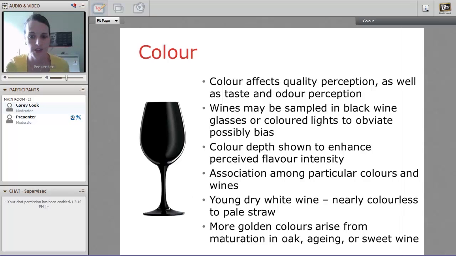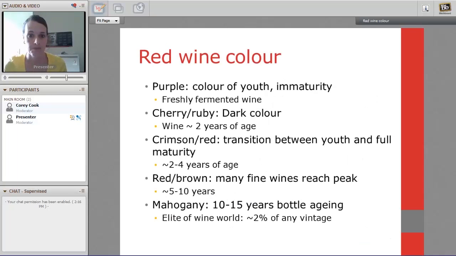And there is association among particular colors in wine. So a certain wine one would expect to be a certain color, as mentioned. Young dry white wines can be nearly colorless to kind of a pale straw color. And now we're talking about white wines here, and more of these golden colors arise from maturation. So we're going to go over a few examples of some vocabulary and also what wines may look like. So this is just some vocabulary with red wine color.